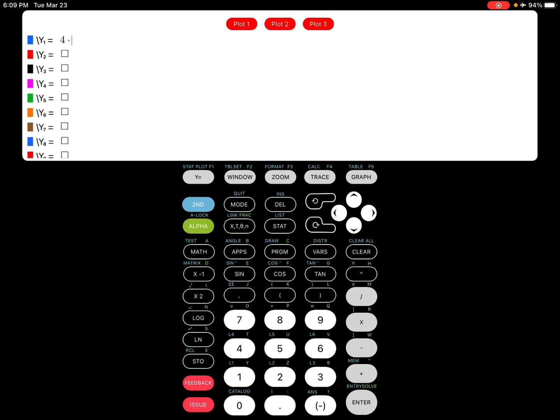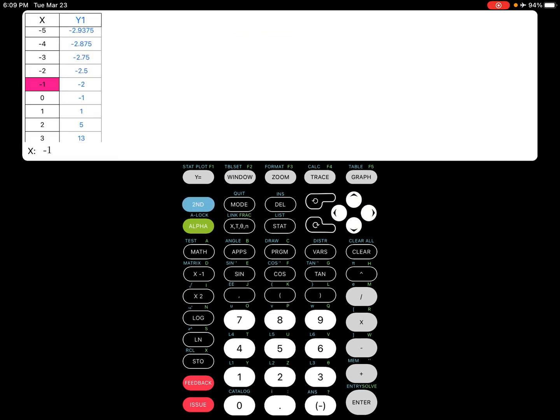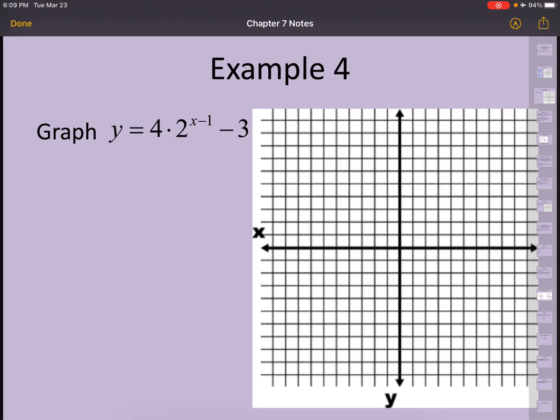So 4 times 2 raised to the x minus 1, but make sure to tab to the right to get out of the exponent, and then minus 3, second table. And again, negative 2 to 2 is fine. It kind of gives us a rough shape of what we're looking at here. That's growth. So what we could do here is make our xy table and copy it from our graphing calculator.